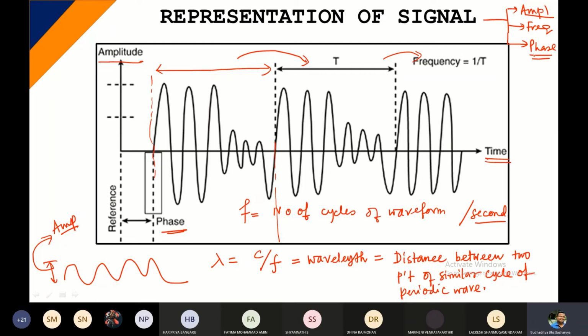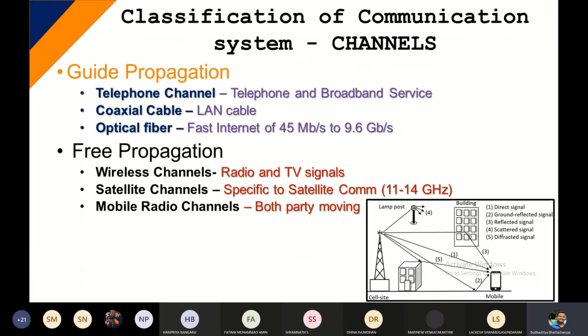Lambda is the wavelength. Bandwidth, I told you just now, is also the frequency spectrum, or the frequency band over which the frequency lies. And finally, we have also observed that the amplitude is a factor of any signal, along with the phase, which might also vary accordingly. So this is basically the representation of the signal.